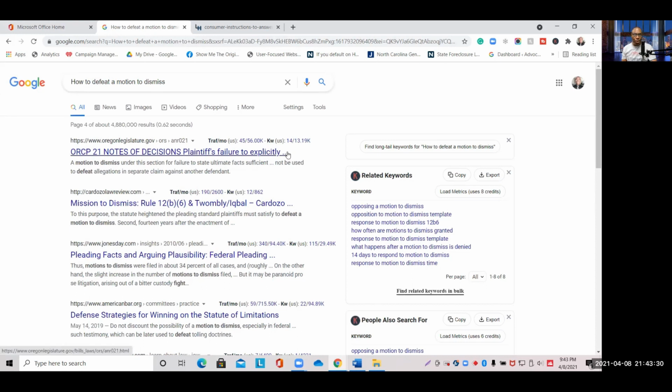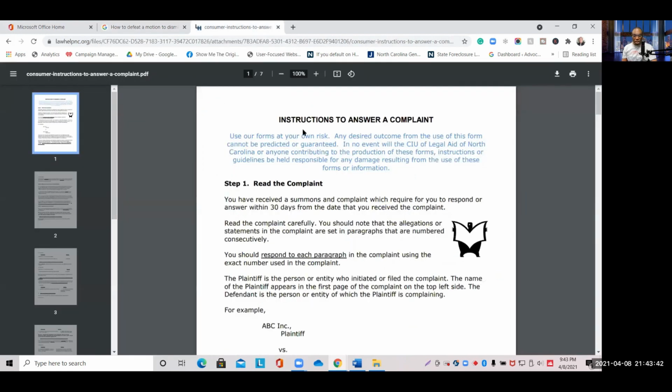So that's important. If you need to find out something, Google it. There you go. How to defeat a motion to dismiss. So let's get over here. We'll get back to that here in a minute.